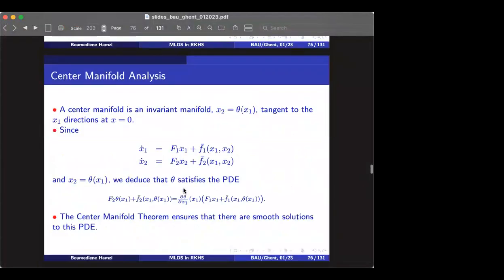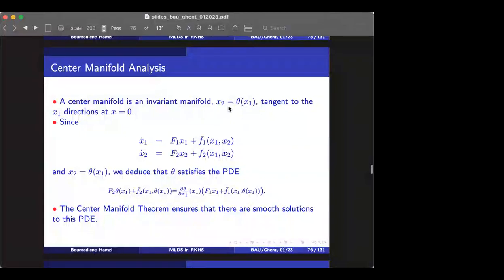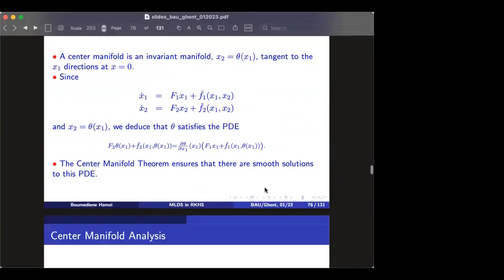It's telling us that there exists an invariant manifold x2 is equal to theta of x1, tangent to the x1 direction at x equal to 0. And then this theta satisfies the following PDE. Our goal here is that we assume that we have only data, and we want to solve this PDE using kernel methods.